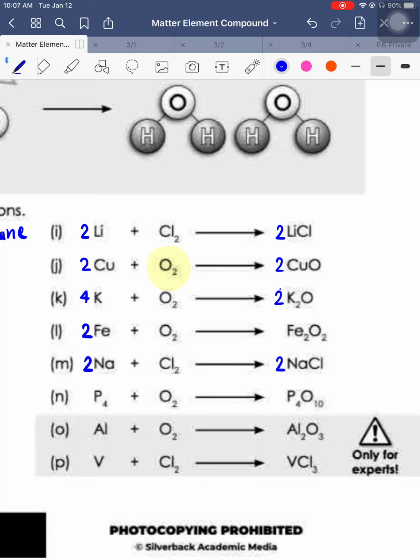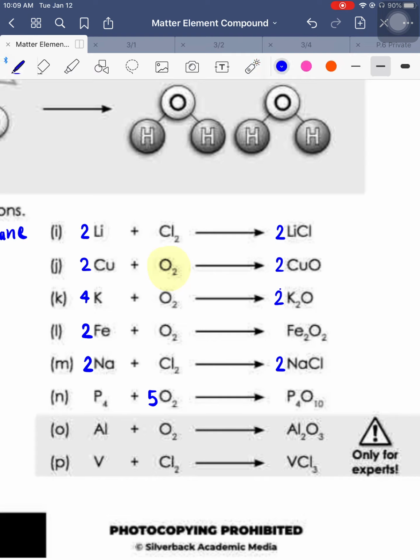P4 reacts with oxygen to form pentaphosphorus decaoxide. How should we do that? Just put 5 right here, right? 4 P and 10 oxygen, 10 oxygen equal. Very easy. And how about this one?